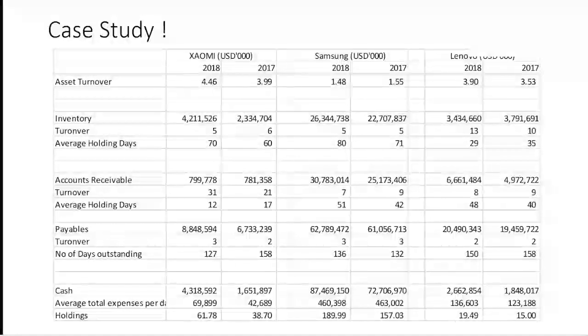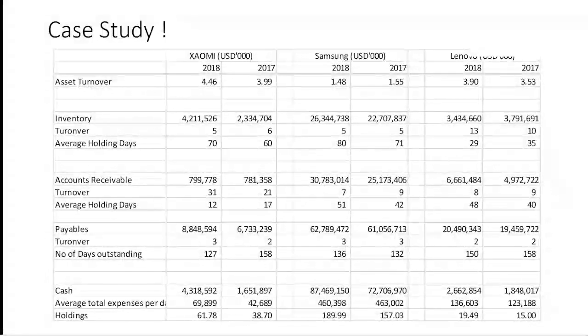Then inventory, Samsung has the highest inventory, $26 billion. The turnover is similar, 5 means they are turning around the sales 5 times. So inventory holding days are also different, right? Inventory holding days of Lenovo is surprisingly very low compared to Samsung and Xiaomi. Xiaomi has higher inventory holding days, meaning they are holding inventory for 70 days. Samsung holds for 80 days. Lenovo holds for only 29 days, which is very efficient, right? We can say that.